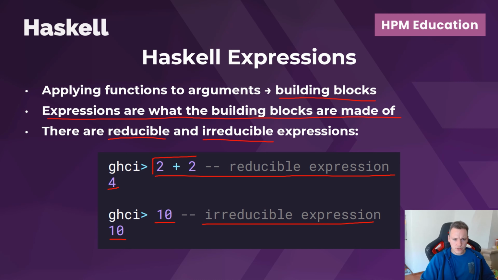In the 2 plus 2, we actually have a function being applied. The function is plus, or addition, which adds two numbers together. So 2 plus 2 is a Haskell expression, but it's also a function. So any function in Haskell is at its core an expression. And that's it. We don't have to worry too much about it. Just know that everything is an expression.